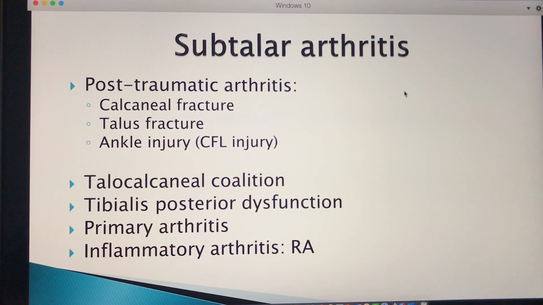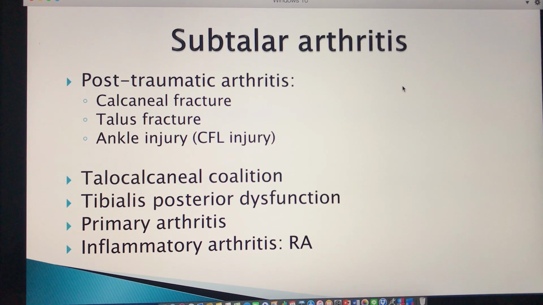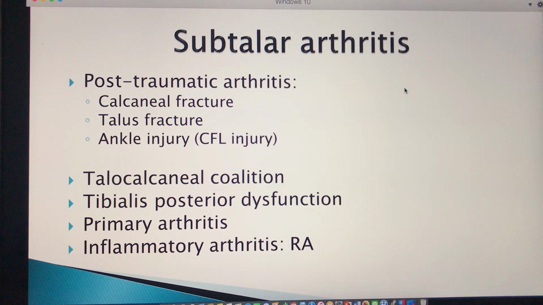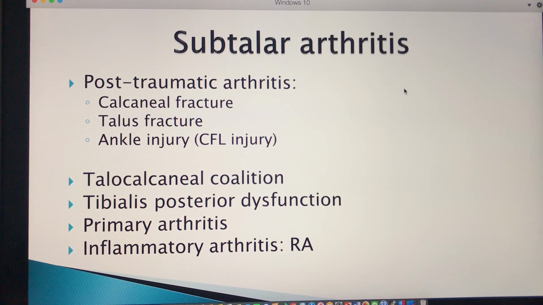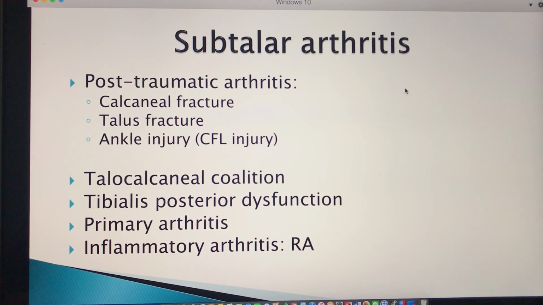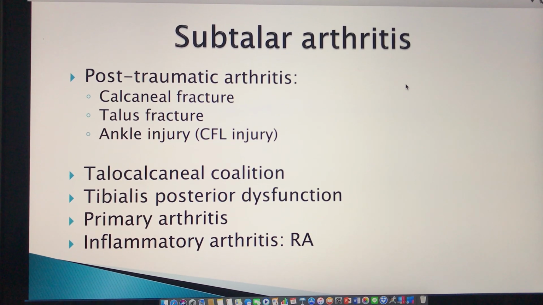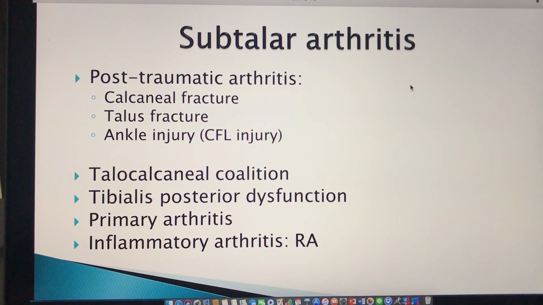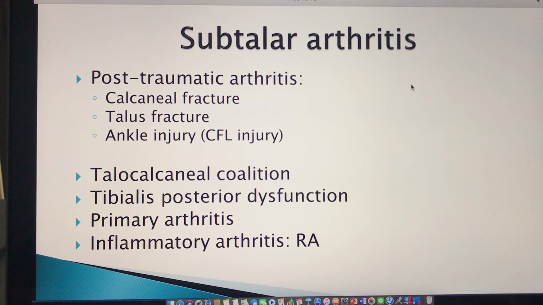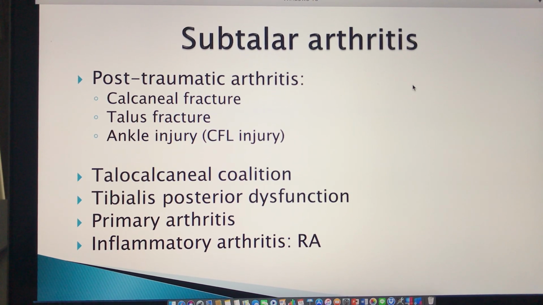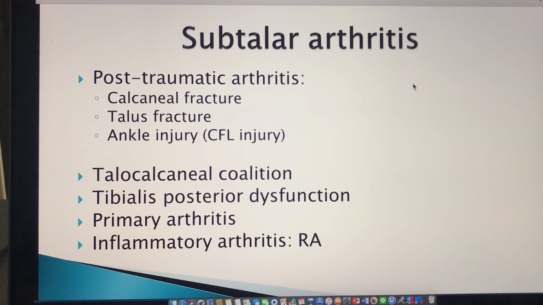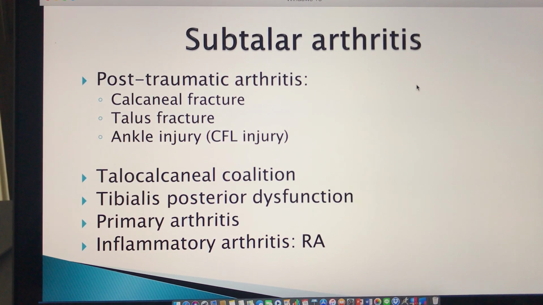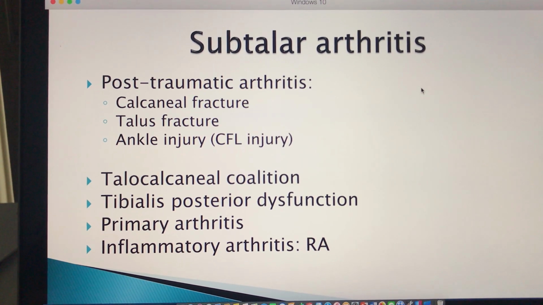So the next topic is subtalar joint arthritis. The subtalar joint is the joint below the ankle. There are several causes of subtalar joint arthritis. It can occur after post-traumatic arthritis, including calcaneal fracture, talar fracture, rotational ankle injury, talocalcaneal coalition, tibialis posterior dysfunction, or it can be primary arthritis or inflammatory joint arthritis.